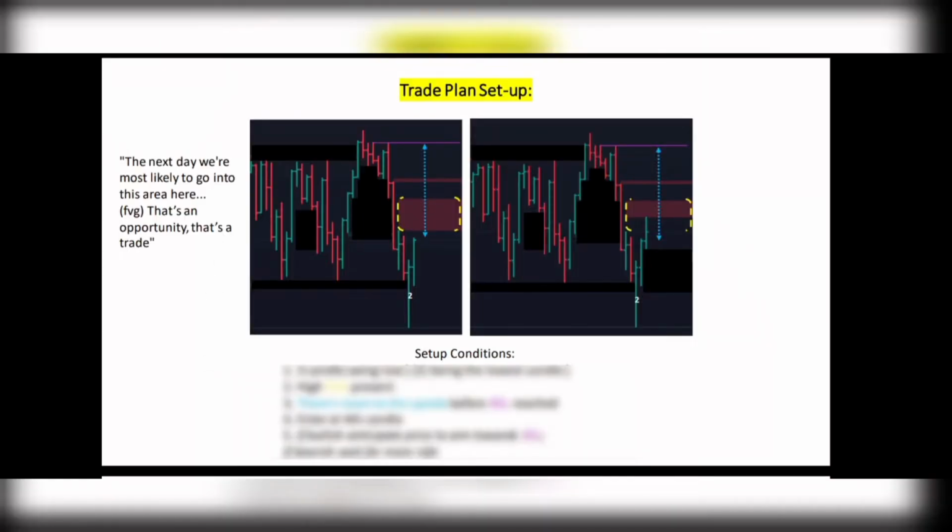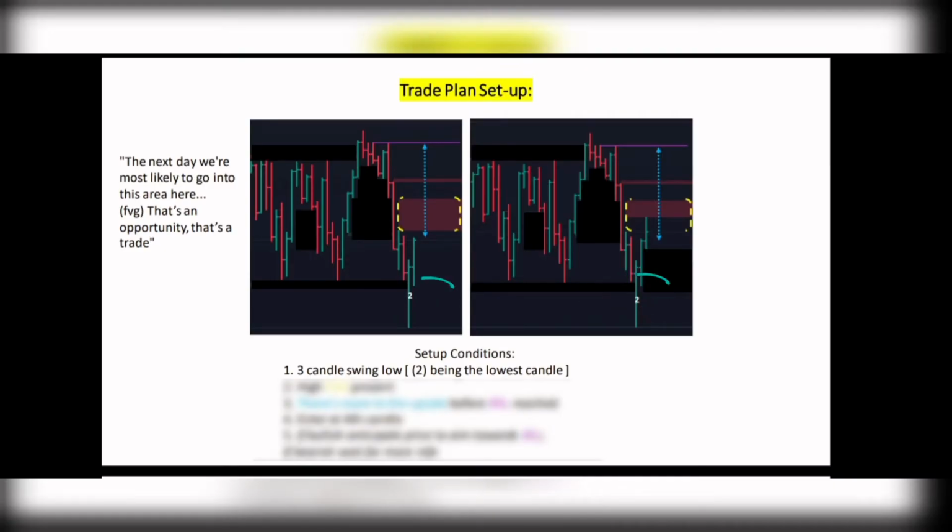And in this slide, I am sharing what my trade setup plan would look like using Michael's words when he says the next day we're likely to go into a fair value gap. So I have setup conditions here. In my condition, I wrote number 1, the 2nd has to be the lowest candle. The 2nd condition I have is the high fair value gap has to be present. When that 3-candle swing low is occurring, we are looking for a fair value gap in yellow. We are anticipating for price to trade into that.